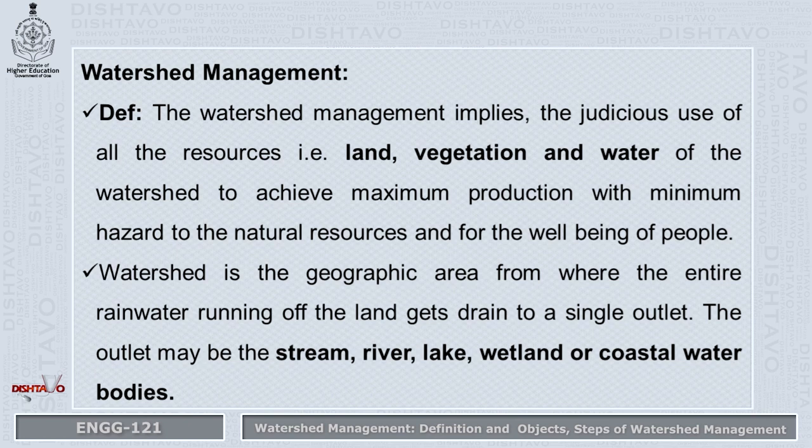So, what is meant by watershed management? It implies the judicious use of all the resources, that is land, vegetation, and water in that watershed, to achieve maximum production with minimum hazard to the natural resources and for the well-being of the people. Watershed is the geographical area from where the entire rainwater running off that land will get collected into a single outlet or drained from a single outlet. The outlet may be a stream or river or lake, any type of outlet.